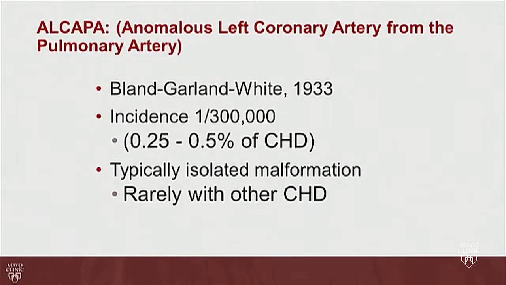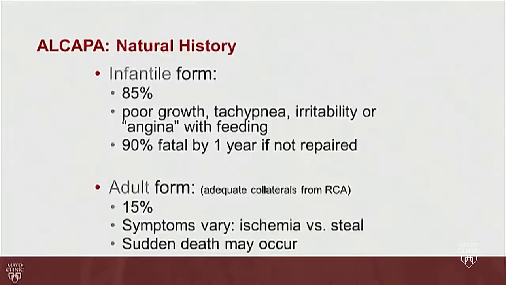So what about anomalous left coronary artery from the pulmonary artery? And this is a significant coronary anomaly. It's also called Bland-Garland-White syndrome. Its incidence is 1 in 300,000. It's a typically isolated malformation. Rarely does it occur with other congenital heart disease.